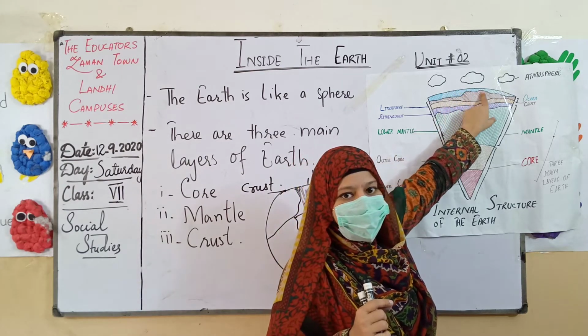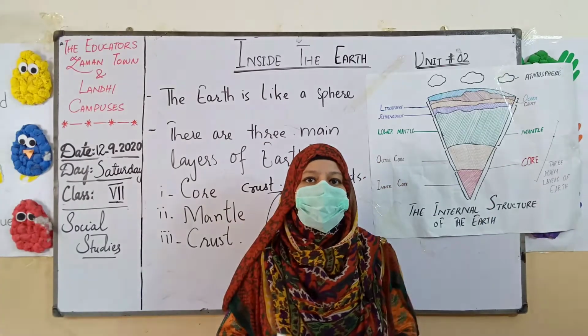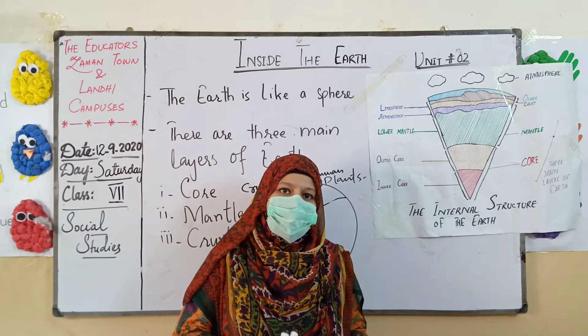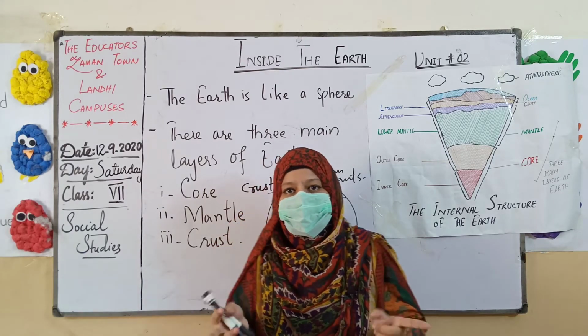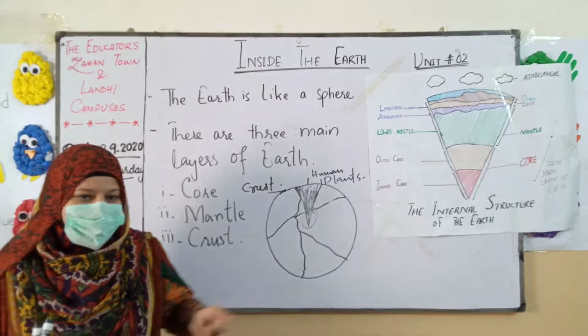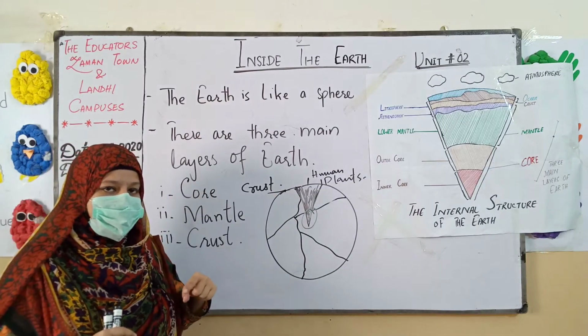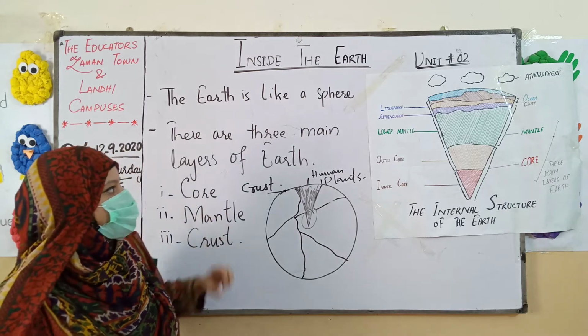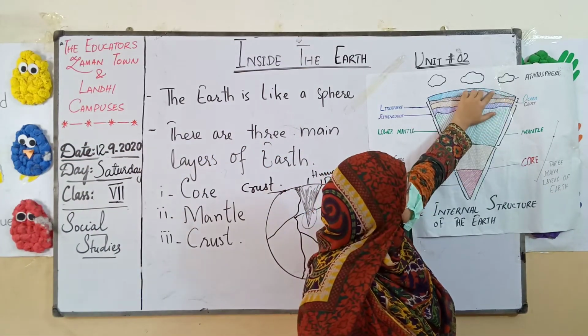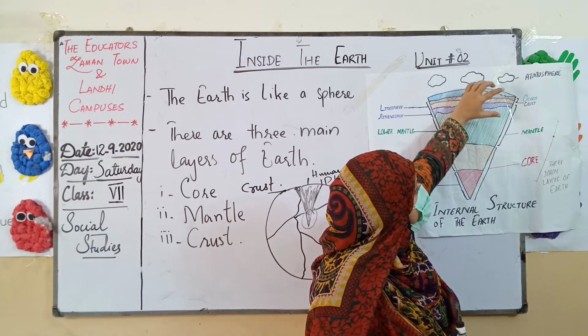The water covers the crust. The sea and oceans are present above the crust and we are also standing on the crust. So crust is the surface and the outermost part of the earth where we stay. Now these layers are further divided into many layers.